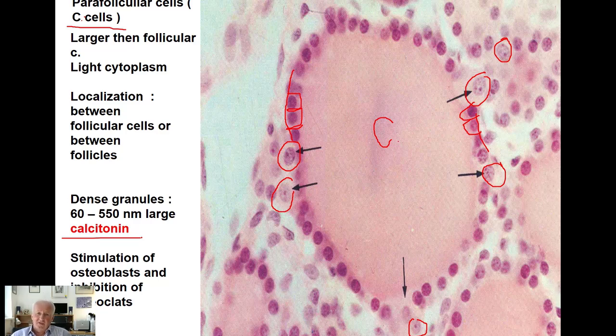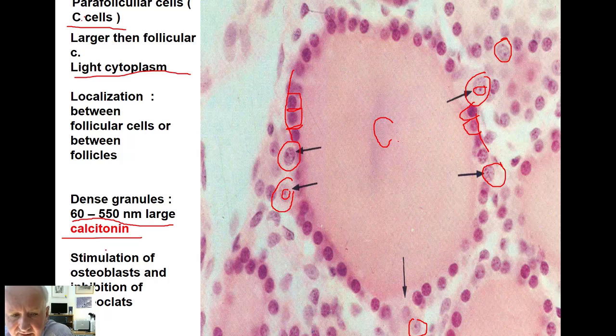You see the nucleus is larger, much lighter. You even see the nucleolus in the nucleus, very nicely. Very light cytoplasm. This is a typical sign of a parafollicular cell in comparison to the follicular cells. You see nicely granules, the size can be different, from 60 to 550 nanometers.